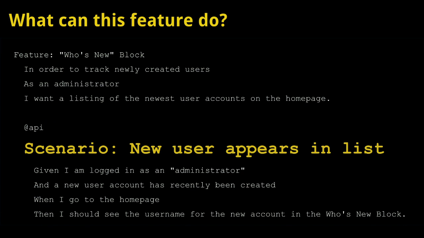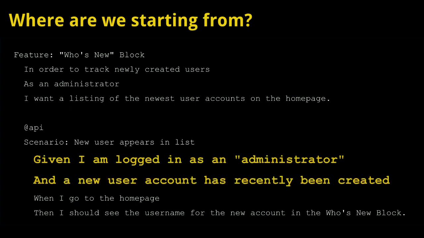Getting into these scenarios, each scenario is a description of what this feature can even do. Well, in this case, this feature can display new users in a list. You might have a negative scenario saying old users don't appear in the list. In this case, we've just got one saying new users appear in the list. Here's where we get into the really machine executable parts, the strict Given, When, Then syntax. The expectations here are that the Given portion, this is where you're starting from. Before we even talk about the Who's New block specifically, where are we even starting from?